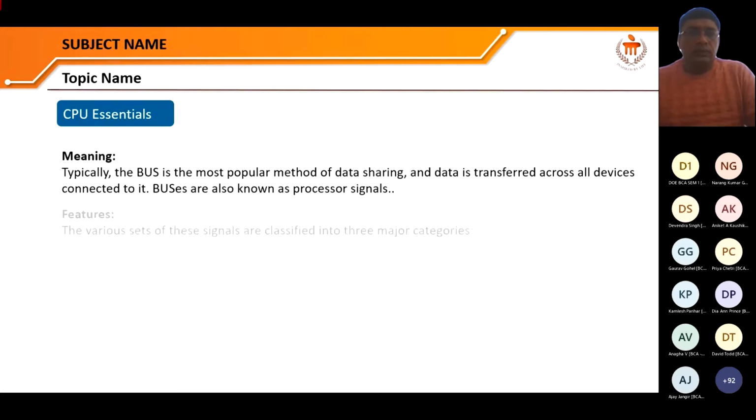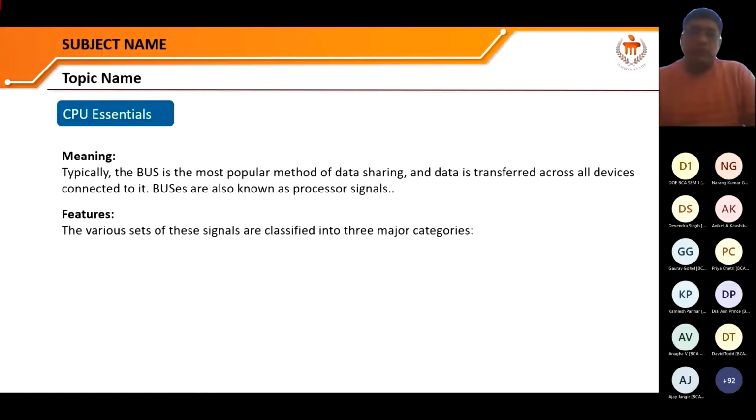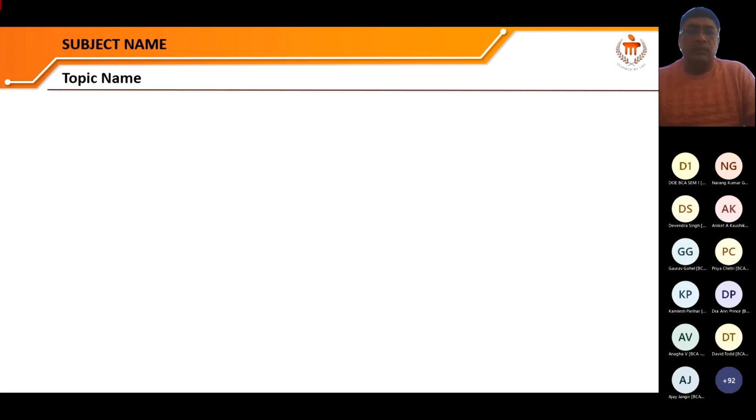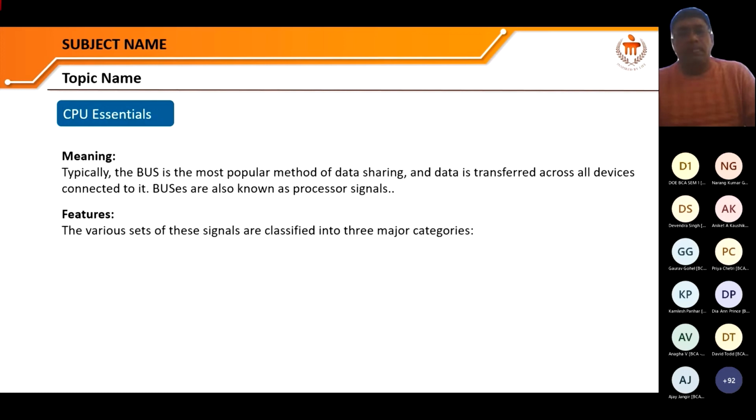First, what are the CPU essentials? Typically, buses are the most popular method of data sharing, and data is transferred across all devices connected to it. Buses are also known as processor signals. The first question that arises in our mind is how the CPU interacts with the different devices. Here we can see the interaction of the CPU via the buses. Buses can transfer the signal from all devices. We can also say the CPU uses the buses to transfer the signals.